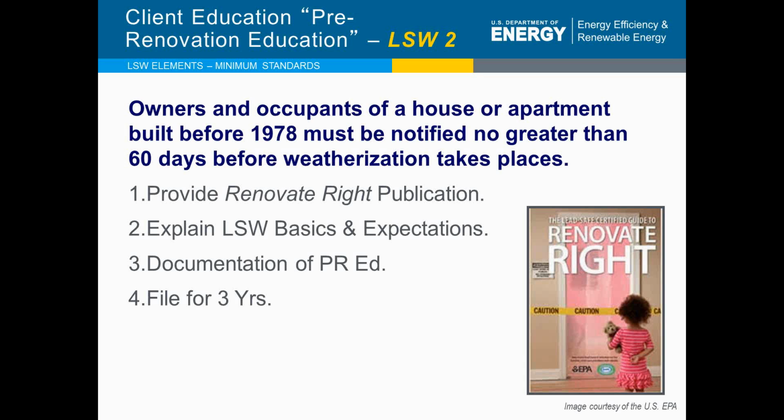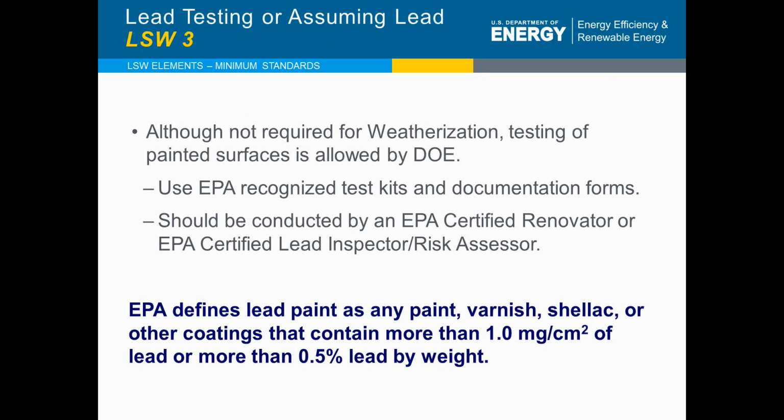In this publication called Renovate Right, you see the publication in the lower right-hand corner. There is a form that needs to be signed and go into the client file for 3 years. This step, after notification, can take place no more than 60 days before the weatherization is done. This notification can also be done by certified mail within 7 days. That's very similar. This is where LSW and RRP are the same.